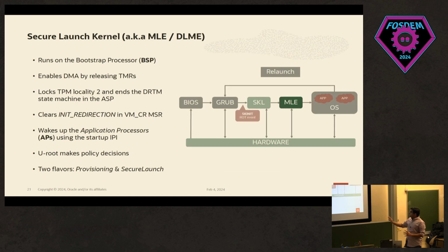And the MLE is the kernel that has u-root, which confirms the PCRs match, and it also makes policy decisions on whether to unlock the secrets or not.